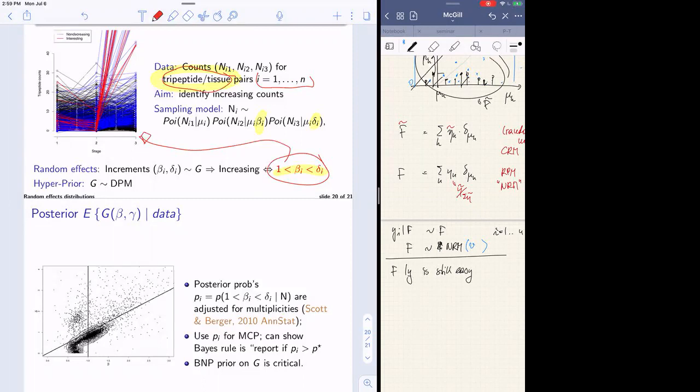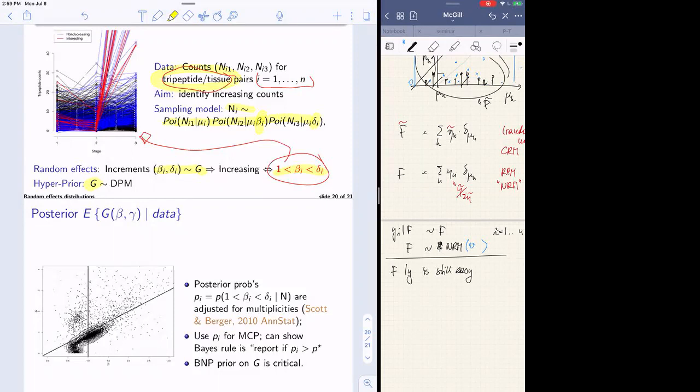It's a random effect specific to the peptide-tissue pair, and so we now want to build a statistical inference model. There's a sampling model; I didn't talk you through that at all. The sampling model just uses Poisson distributions, and then we need a random effects distribution for the beta-delta pairs, and we have to make an assumption about the random effects distribution. That's where the rubber hits the road. However you say that nicely in French, I don't know.